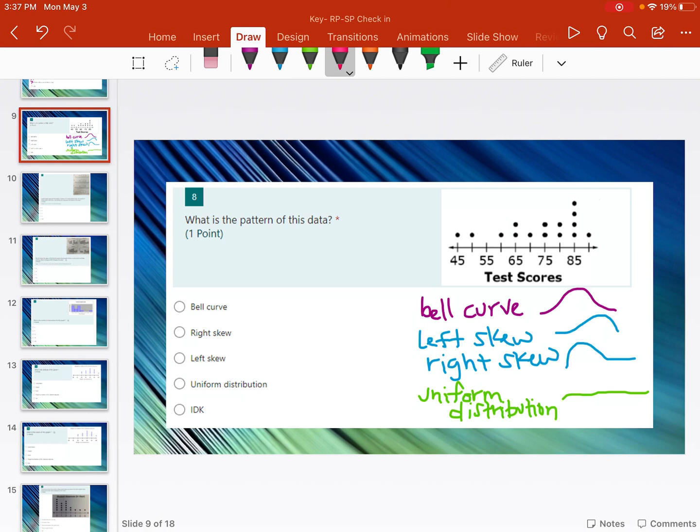So with this graph, anytime I get a graph and they're asking me the pattern, I like to just draw along what the shape is. So I can see here that there's a lot of data happening over here on the right, and it just kind of trails off over here on the left. So this is definitely a skew. And then again, I would think about, is this left or right skew? So all the data is here, and then it trails off on the other side. So the side with the least amount of data, the left, is what it's named after. So this is a left skew.